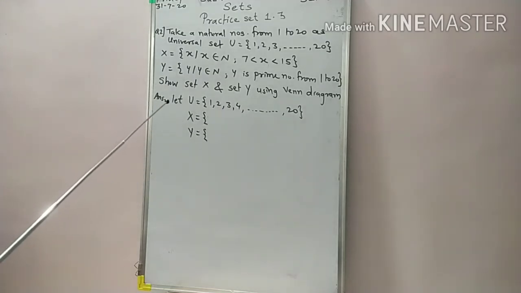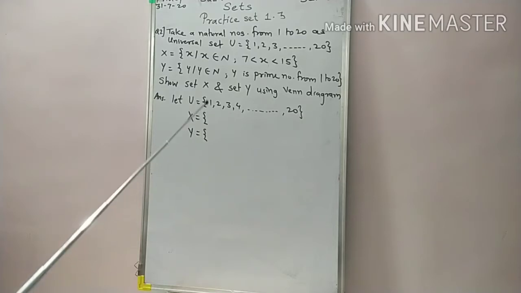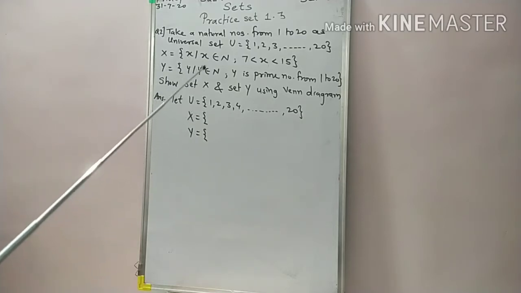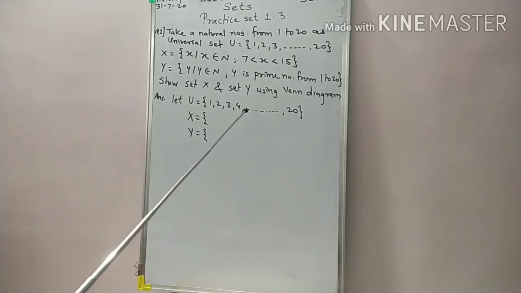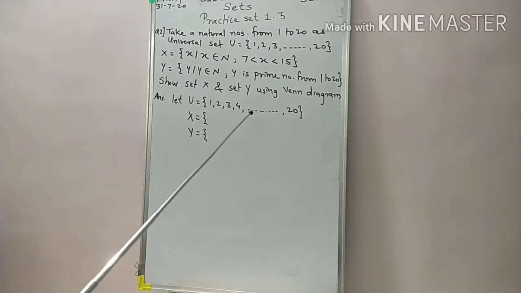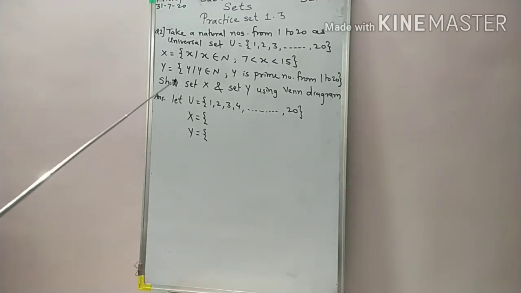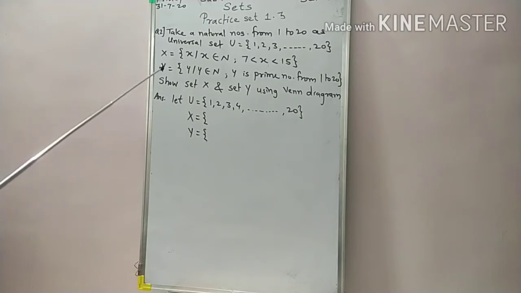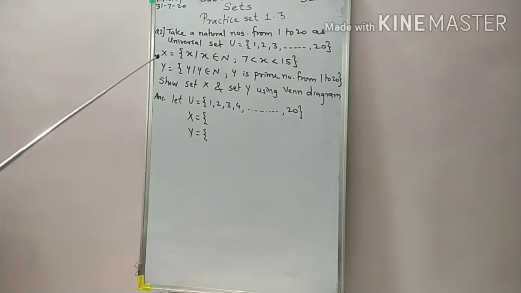So what we do here, first we write down that universal set U, having natural numbers from 1 to 20, like this: 1, 2, 3, 4, up to 20. You may take that dash in between. Then next, set X and set Y, both sets, first we have to write down in listing method.